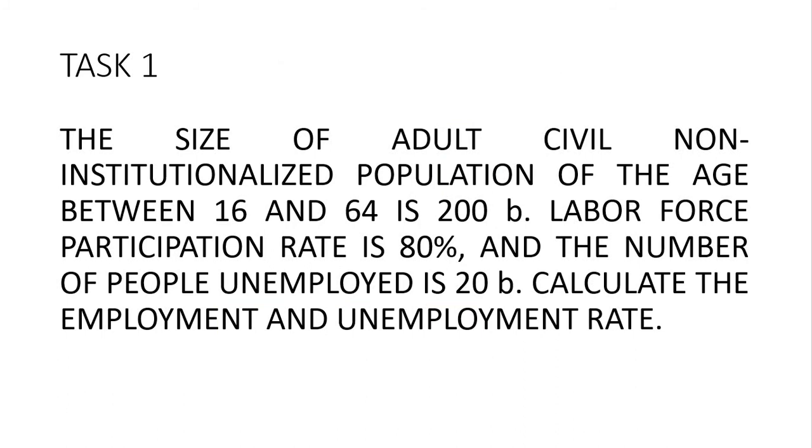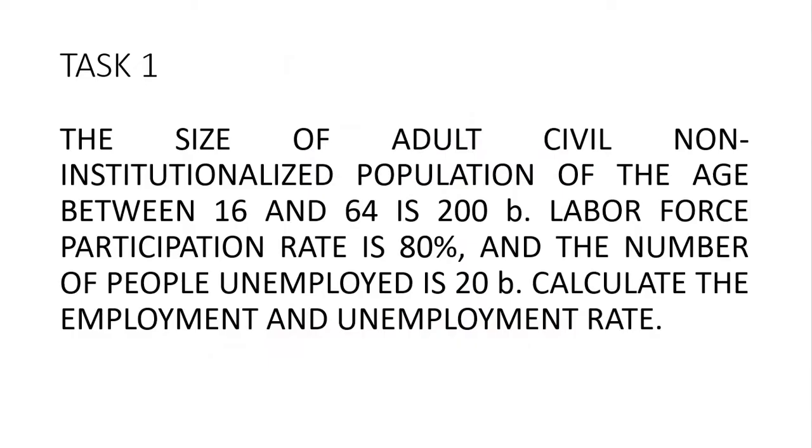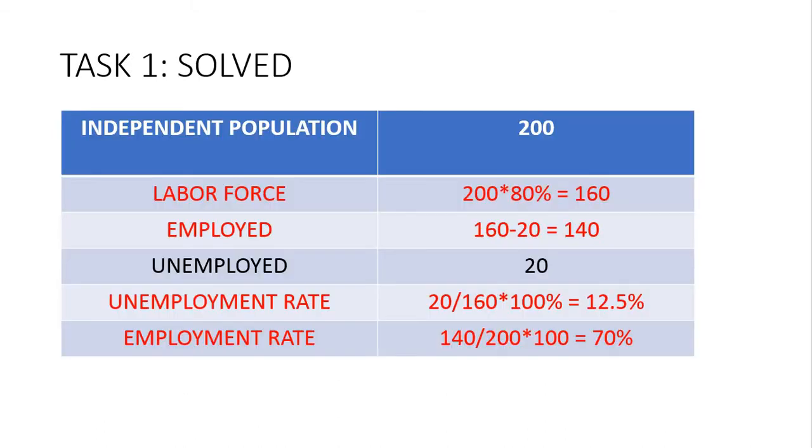Okay, so this is the first task for you. The size of the adult civil non-institutionalized population, practically of the age between 16 and 64, so practically independent population, is 200 billion. Labor force participation rate is equal to 80%, and there are 20 billion of people unemployed. You have to calculate employment and unemployment rate using these formulas. Okay, so if you'd like to practice, please put this video on hold and I will proceed with the solution.